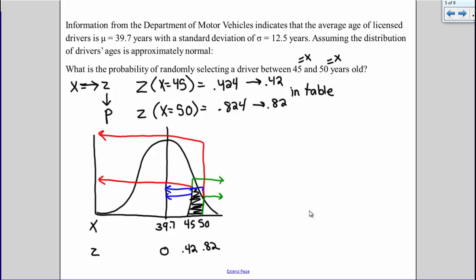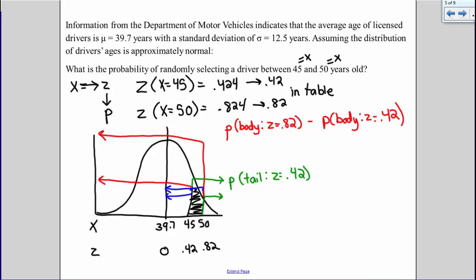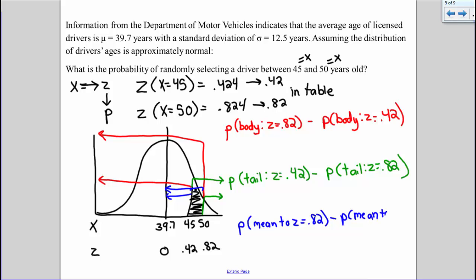So I'm going to write these out in symbols. We could take the proportion in the body for z of 0.82 and subtract the proportion in the body for z of 0.42. Remember, this would be a body because it's the larger portion of the graph. Or we could find the proportion in the tail for a z-score of 0.42 and subtract the proportion in the tail for a z-score of 0.82. And then finally, we could use the mean to z column and take the proportion mean to z of 0.82 and subtract the proportion between the mean and z of 0.42.